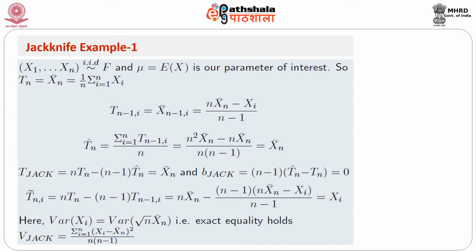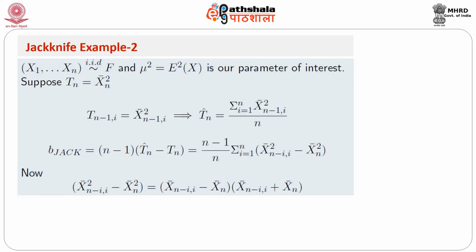So, the bias of jackknife is (n minus 1)(Tn hat minus Tn), and this is 0. Also in this case, Tn,i tilde is n Tn minus (n minus 1) Tn minus 1,i, and that comes out to be xi. The variance of xi is the variance of root n x n bar; in this case, it is exactly equal. So, the variance of jackknife comes out to be 1 by n into n minus 1, summation i equal to 1 to n (xi minus x n bar) square, which is the same as the traditional bootstrap variance.